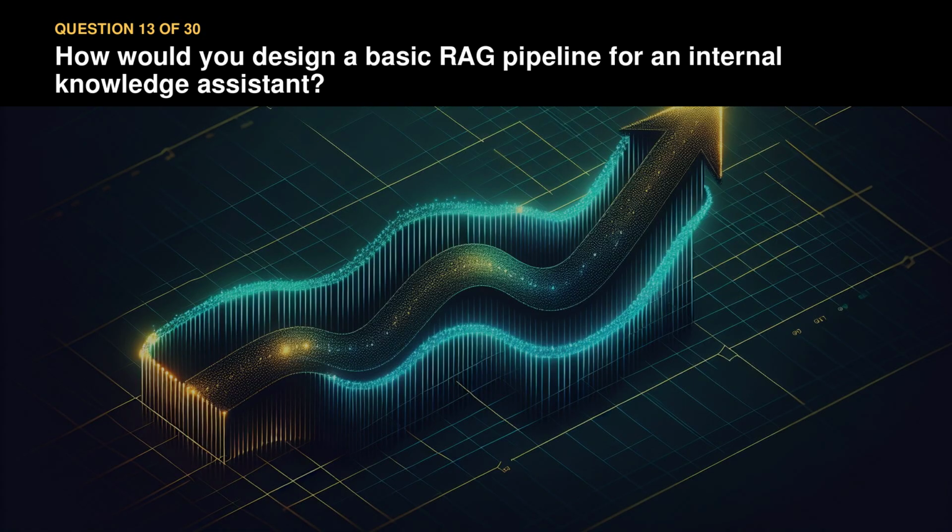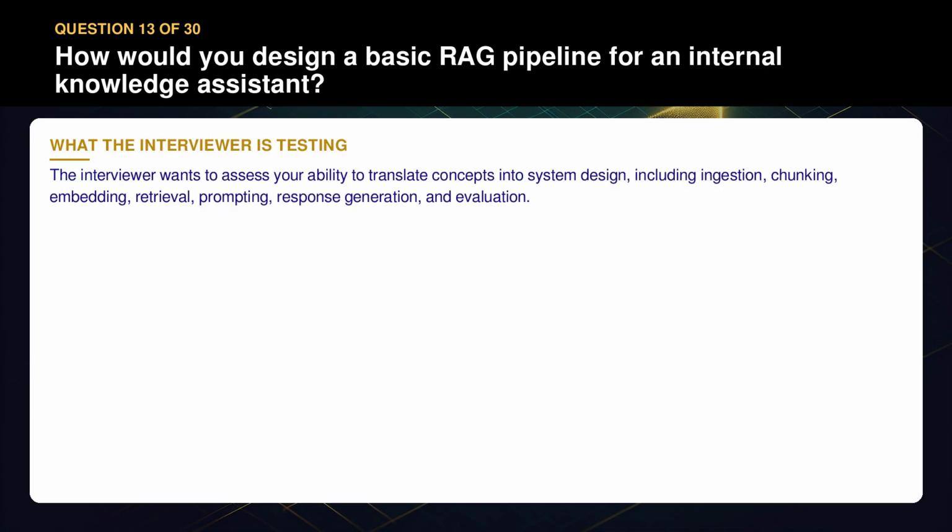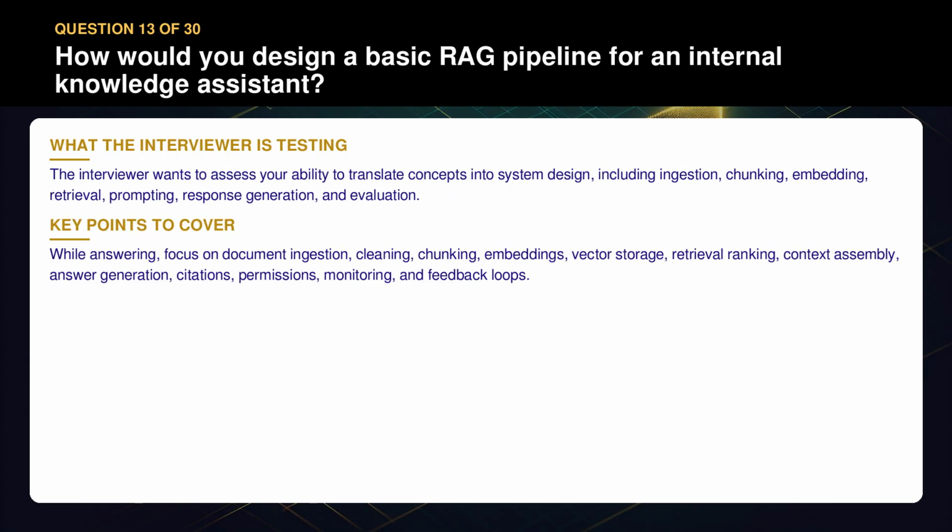Question 13. How would you design a basic RAG pipeline for an internal knowledge assistant? The interviewer wants to assess your ability to translate concepts into system design, including ingestion, chunking, embedding, retrieval, prompting, response generation, and evaluation. While answering, focus on document ingestion, cleaning, chunking, embeddings, vector storage, retrieval ranking, context assembly, answer generation, citations, permissions, monitoring, and feedback loops.